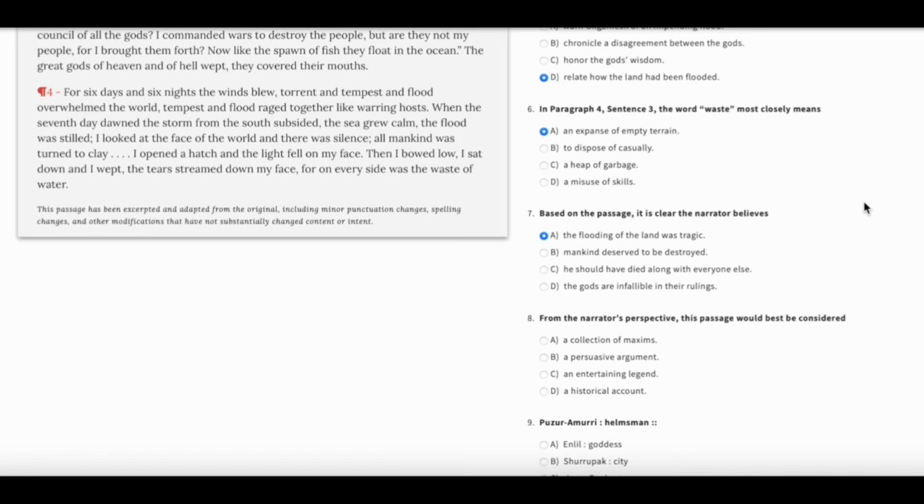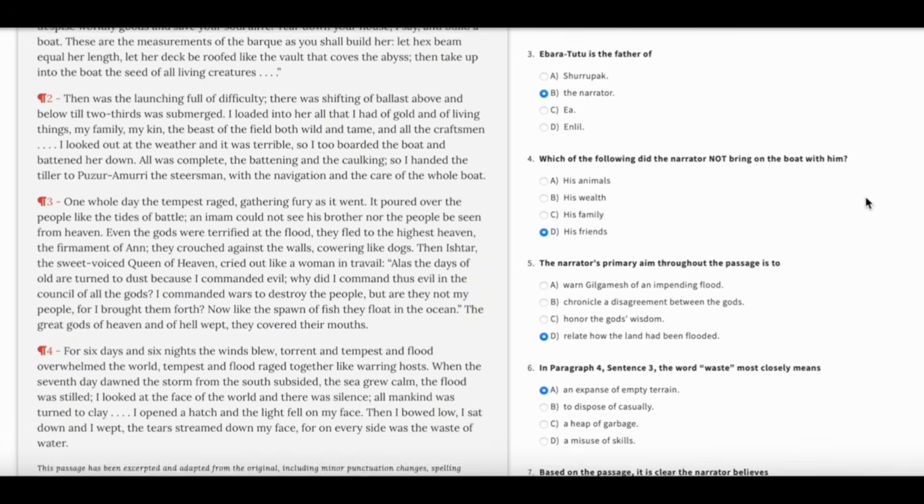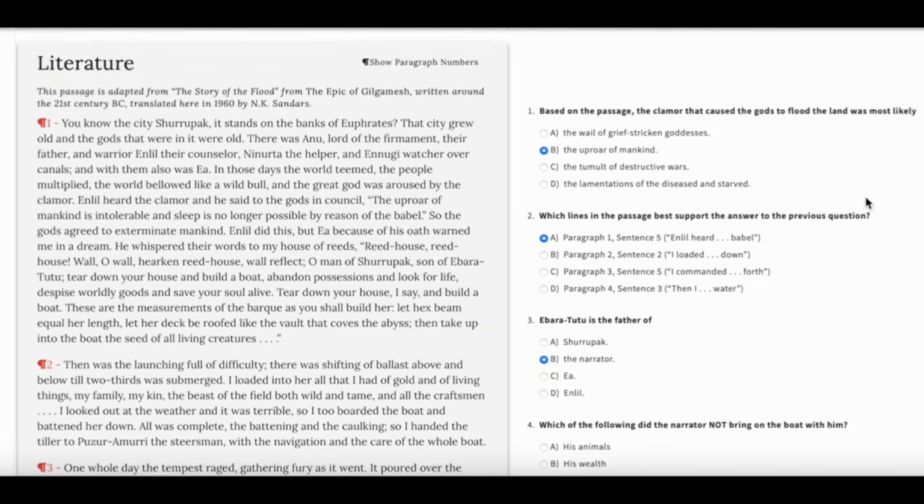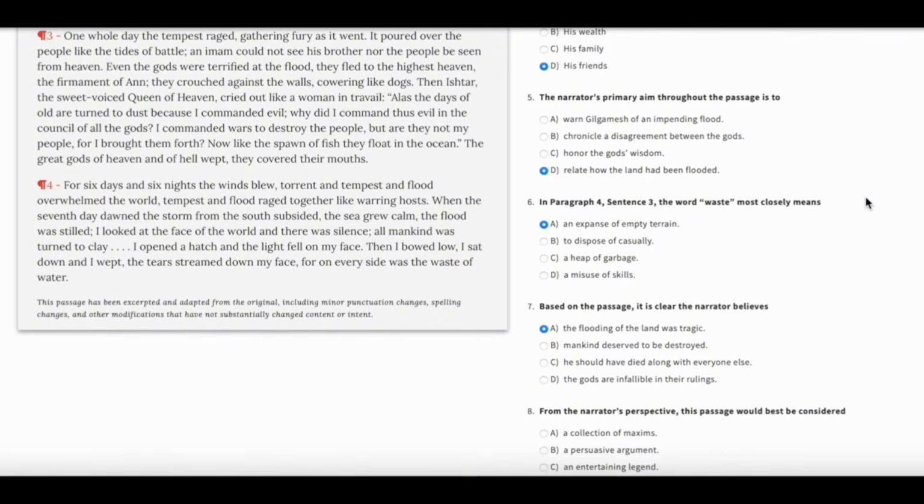A collection of maxims. Let's talk about a maxim first. You know what a maxim is? Isn't that sort of like a saying? Yeah, like a truthful saying, a saying with like a lesson or some truth to it. So do we have any evidence that from the narrator's perspective, this passage would best be considered a collection of maxims? I don't think so. Do you see any maxims anywhere? Not really. Like, truthful sayings. I'm not saying he's lying here or something like that, but just not a maxim. Try choice B.